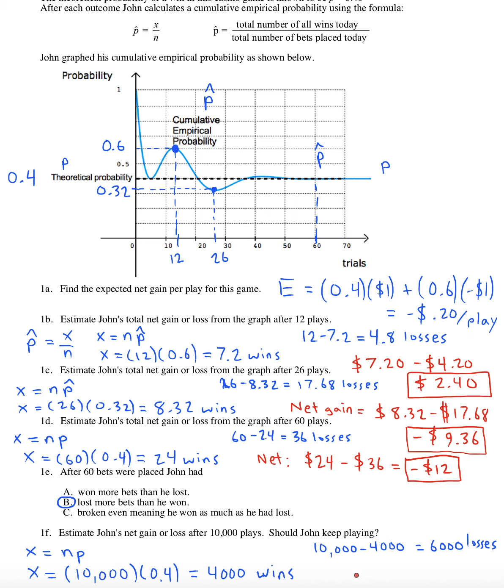Do the same thing as above. 4,000 minus 6,000. He's now in the hole $2,000. As you can see, according to the law of large numbers, the results of having a negative expectation in your game will only increase the losses that you sustain over time.